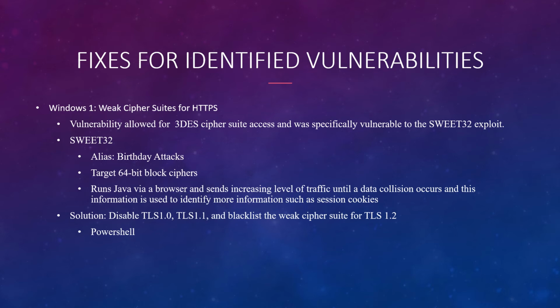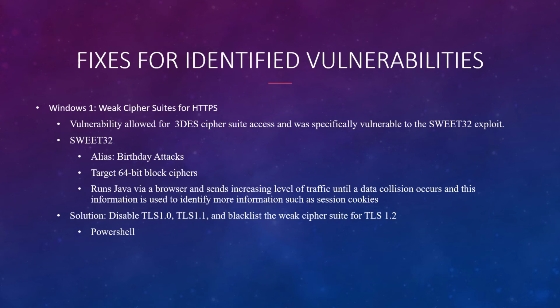Now, Windows vulnerability 1. The only vulnerability it had for my partner's server was weak cipher suites for HTTPS. This vulnerability allowed 3DES cipher suite access and was specifically vulnerable to the Sweet32 exploit. What's the Sweet32 exploit? It exploits birthday attacks on 64-bit block ciphers. It basically runs Java via the browser and sends increasing levels of traffic until there's a data collision, and then it shifts the information to find more information, usually looking for things like session cookies.